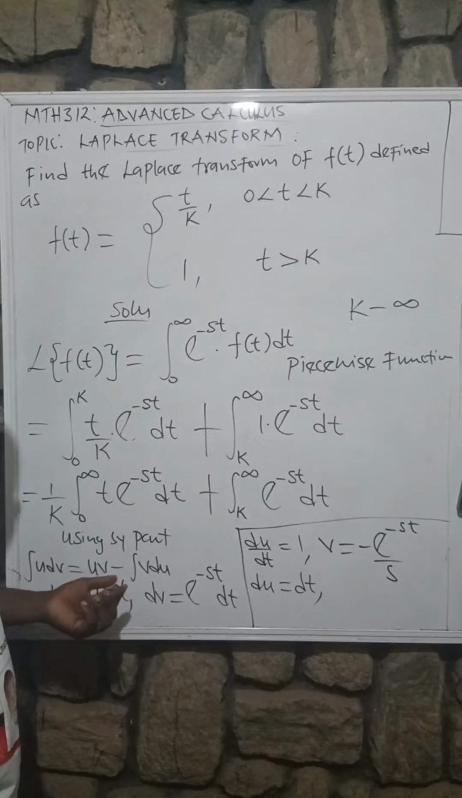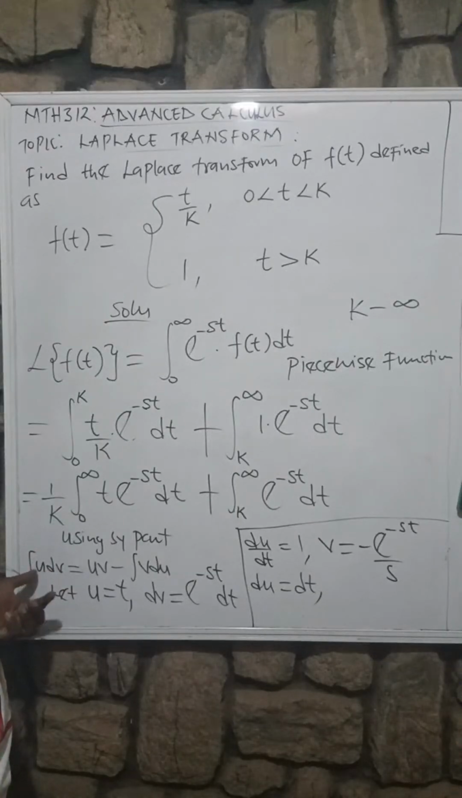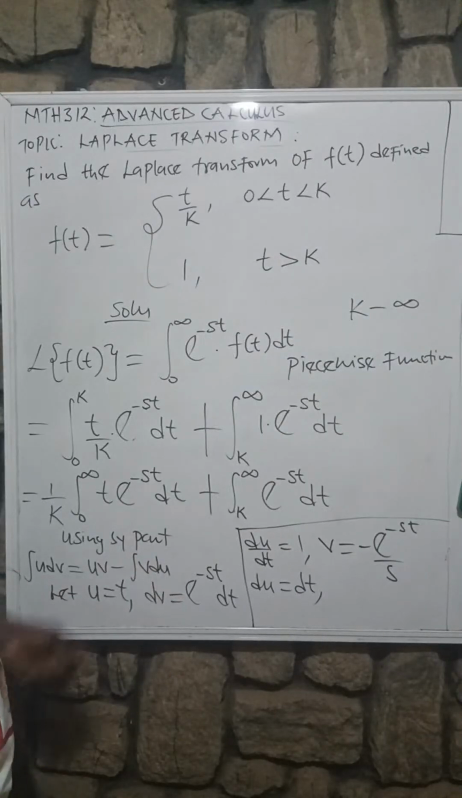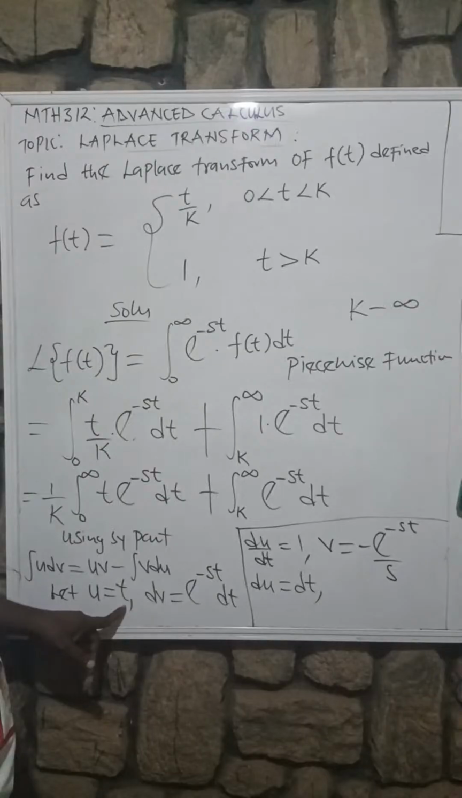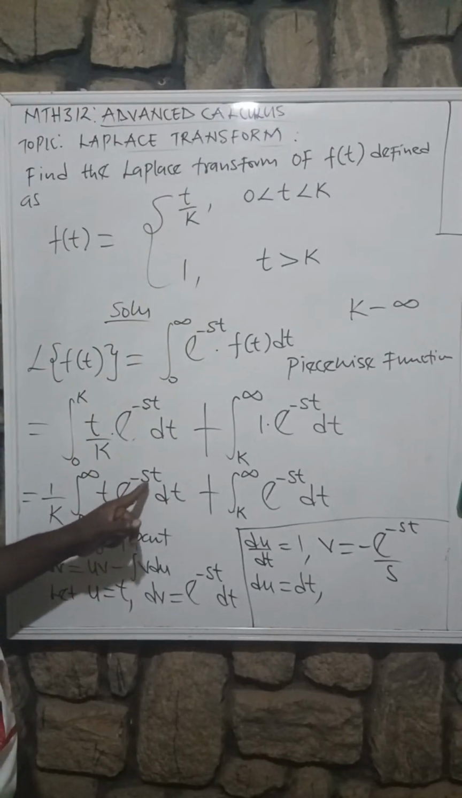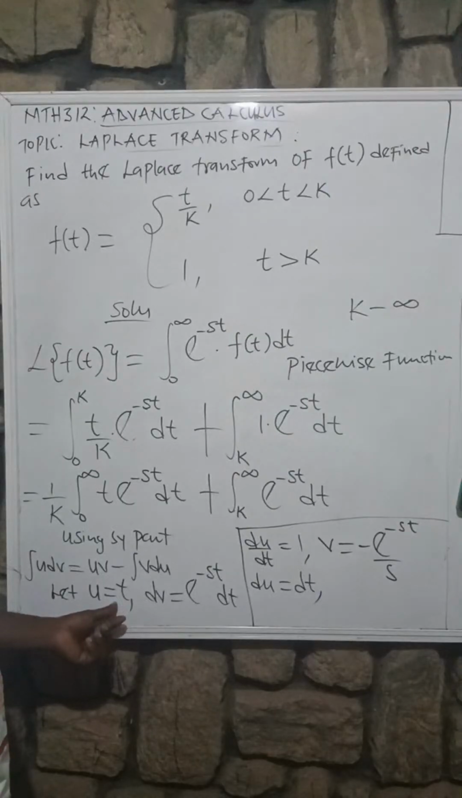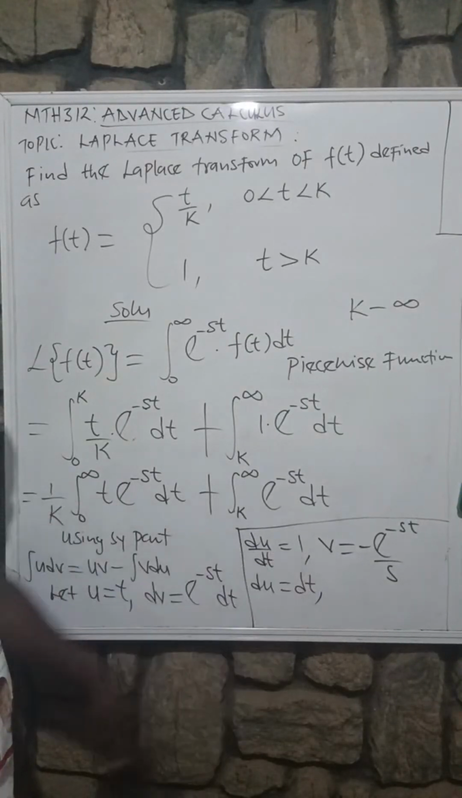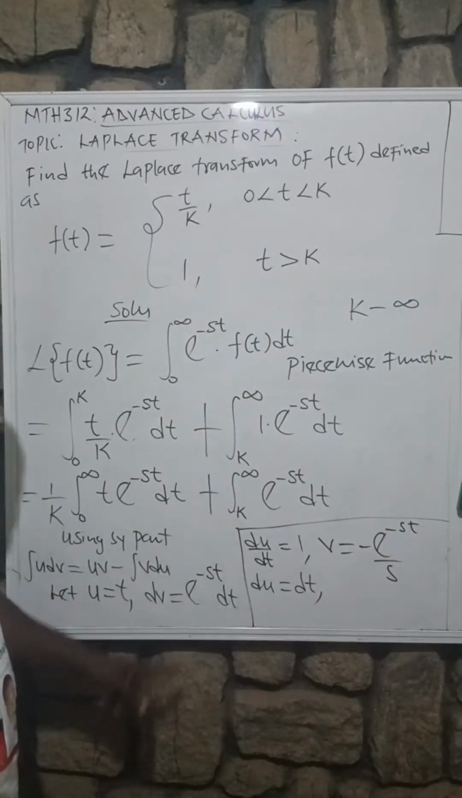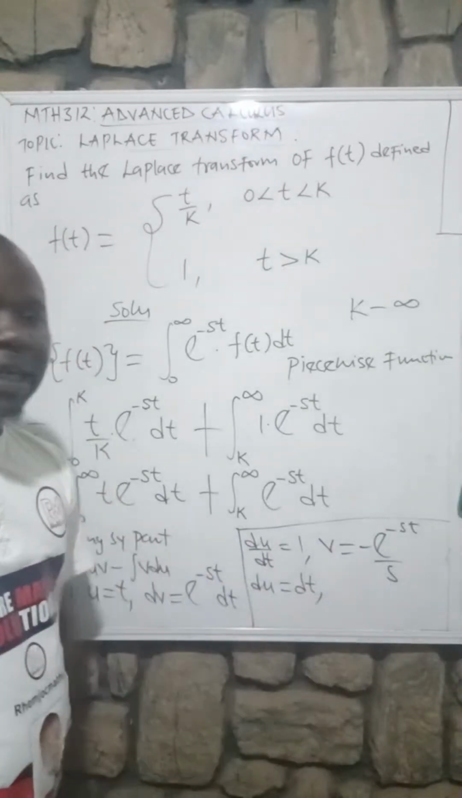I think we did that on Wednesday. Integration by parts is integral u dv equals uv minus integral v du. This is the formula. So as it is, let u be equals to t, then let dv be equals to exponential minus st dt. At this point, you differentiate this with respect to t and you obtain 1. Then integrate both sides. If you integrate dv, you have v. If you integrate exponential minus st dt, you have minus exponential minus st all over s.